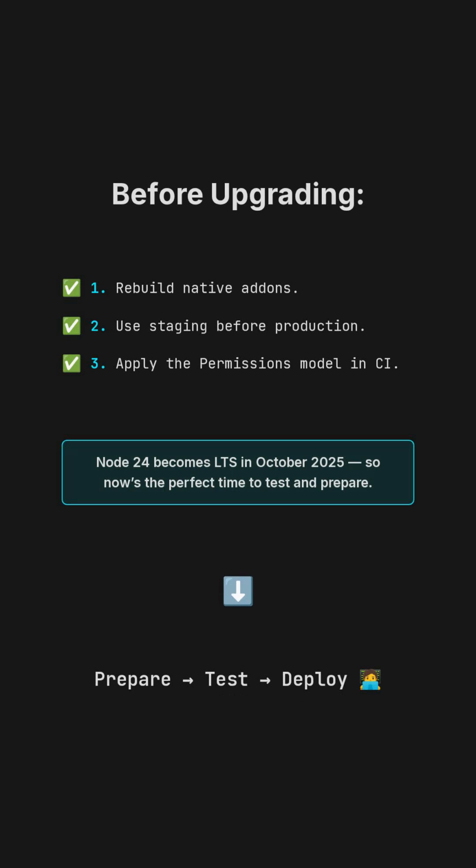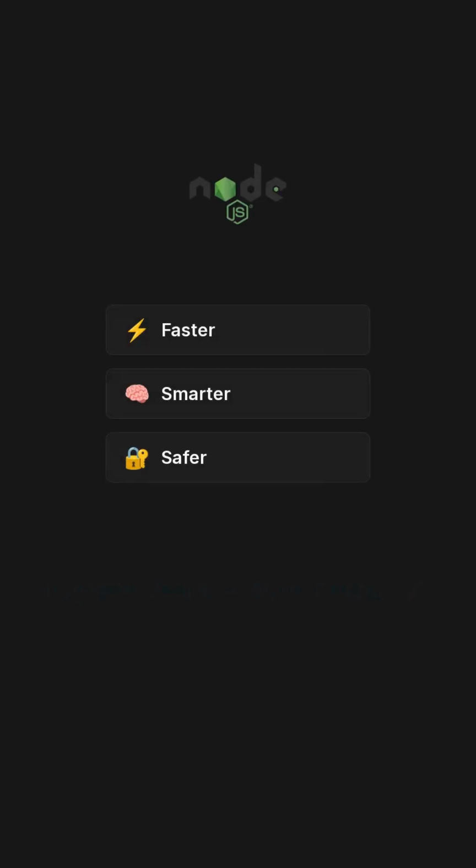Node 24 becomes LTS in October 2025, so now's the perfect time to test and prepare. Node 24 isn't just faster, it's smarter and safer. Upgrade smart, and you'll be running one of the most powerful JavaScript runtimes ever built.